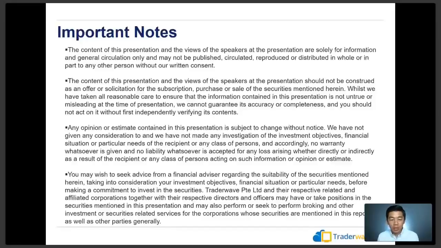So I hope that you can actually try to understand the live demonstration, use it from an educational perspective. This is in no way trying to advise you to trade on any stocks or in any market at all. It's really just for educational purposes.